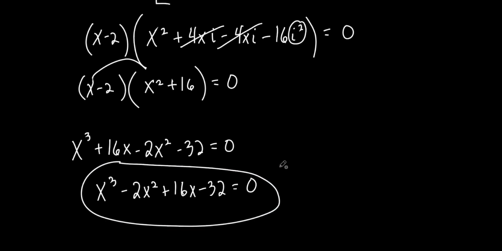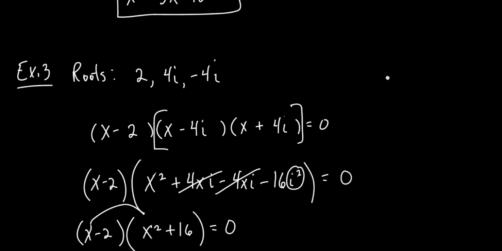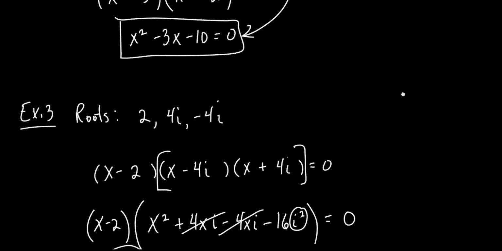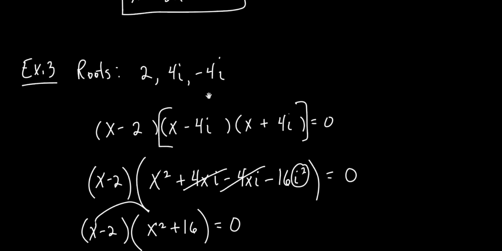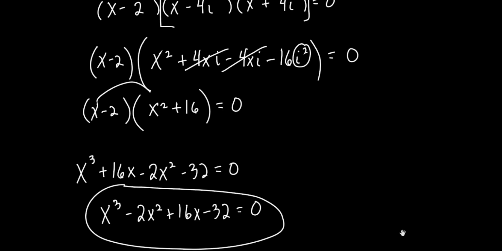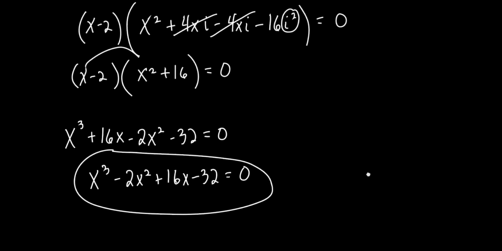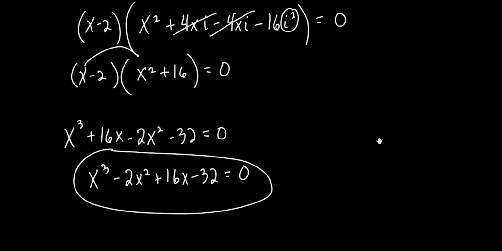Okay? Now, if you were to graph this, if you had Desmos and you graphed it, you're going to see that not all three answers are going to cross the x-axis. You're only going to get one answer that crosses the x-axis. Which one is that? The 2. All right? I didn't graph it, but if you graph it, check it out and look at it.